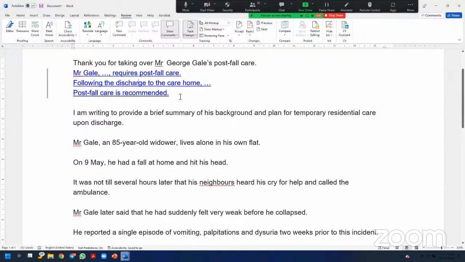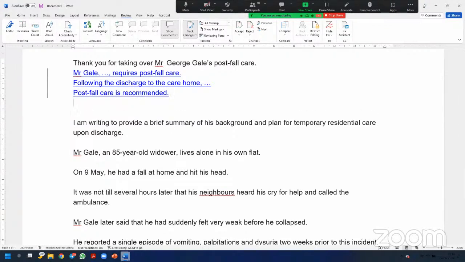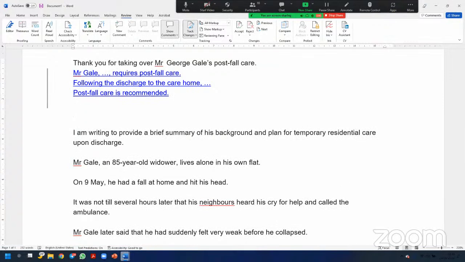What else? So now write your own sentences. When and where you are writing, you can write your own sentence. Post fall care means you can say ongoing supervision and appropriate management. You're supervising and you're managing the situation.